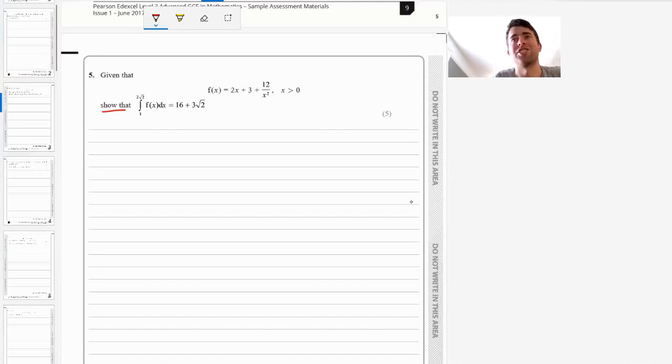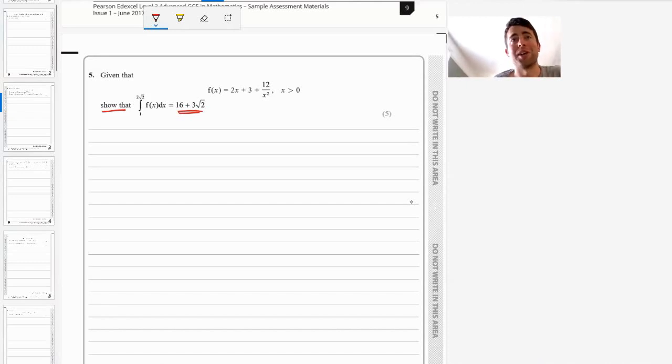It's a show that question so that you can't just plug it into your ClassWiz. Sometimes if integration pops up in the middle of a question, we can just use the integration button on our ClassWiz to get a numerical answer. But because it's a show that question and it wants it exactly as a root like that, which our calculator might give, we definitely can't use the ClassWiz here.